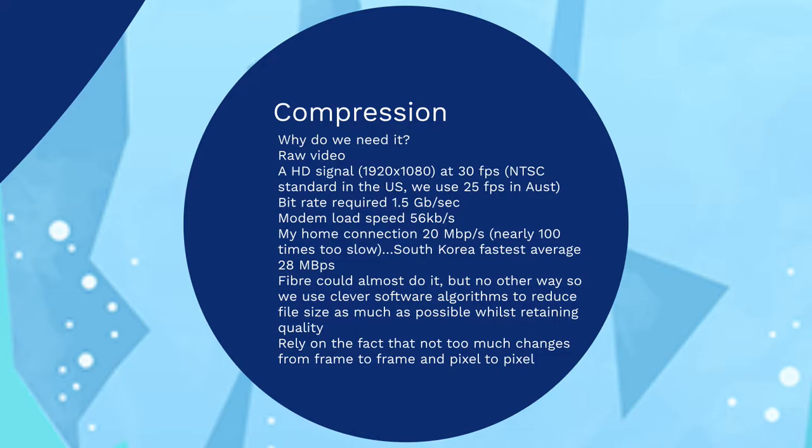Now, there's not much that can do that. Fiber could possibly do it if you've got a dedicated connection, but otherwise you're not even going to come close. Modem speeds are around 56 kilobits per second. Lots of parts of the world are still on modems. Bear that in mind. My home connection, which has just recently been connected to the NBN, runs at about 20 megabits per second. That's still nearly 100 times too slow to look at the video in that quality. Even South Korea, with the fastest internet in the world, still sits well below what is required. So we need to be a bit clever about that.